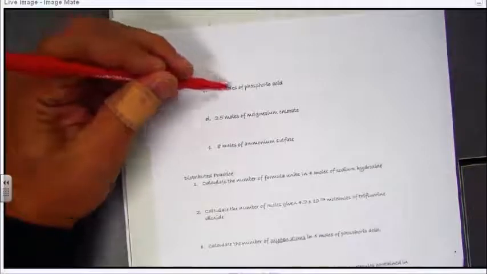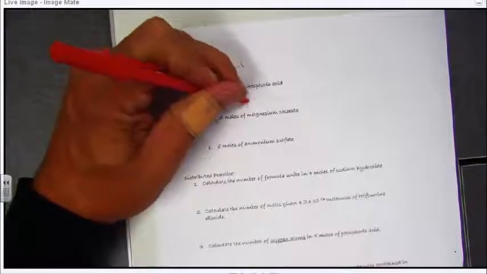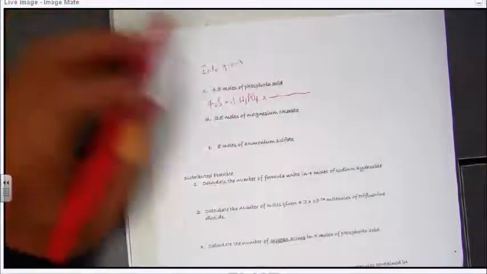Moving on to Part C, again, I need to change 4.5 moles into grams. It's the same format. Start with what they told us, 4.5 moles. H3PO4 is the formula. Get ready to multiply by a fraction.